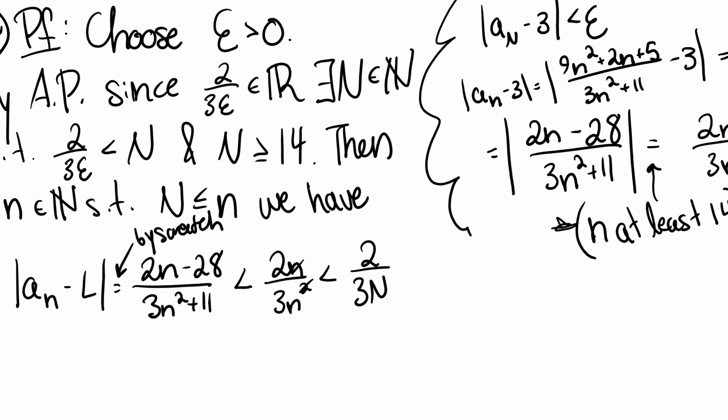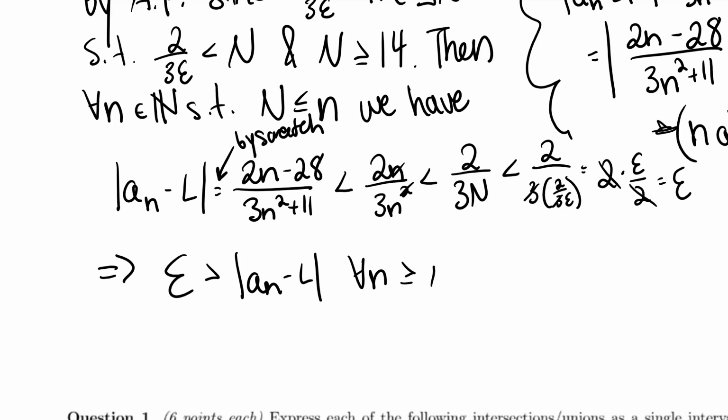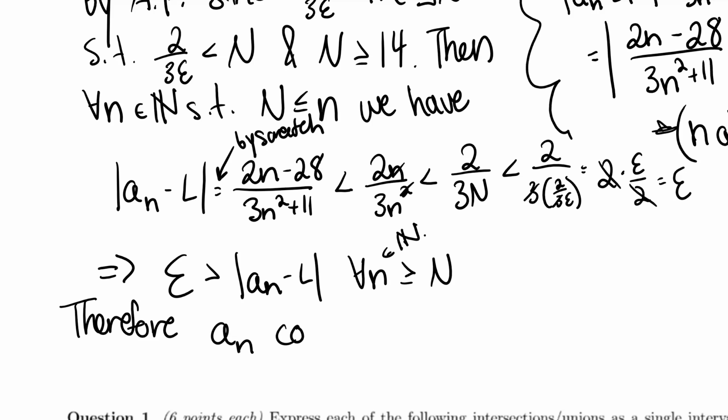Anyway, all right. So I can make it even smaller by doing, I'm not even sure if I ever showed this in class. Those 2 cancel. And then you do 2 times epsilon over 2. This is epsilon. So epsilon is bigger than a_n minus L for all n greater than or equal to capital N in the naturals. Therefore, a_n converges. Woohoo!